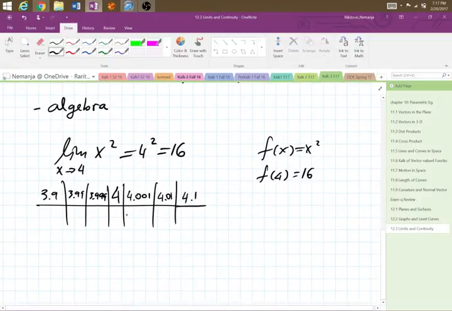So you would actually compute these values here, and you would see that they lead to 16. This one is coming up to 16. This one is coming up to 16. So the answer is 16, because as you compute these values, they get closer and closer to 16.